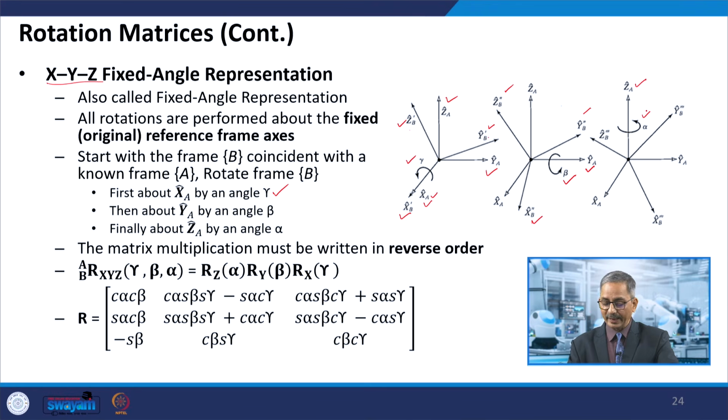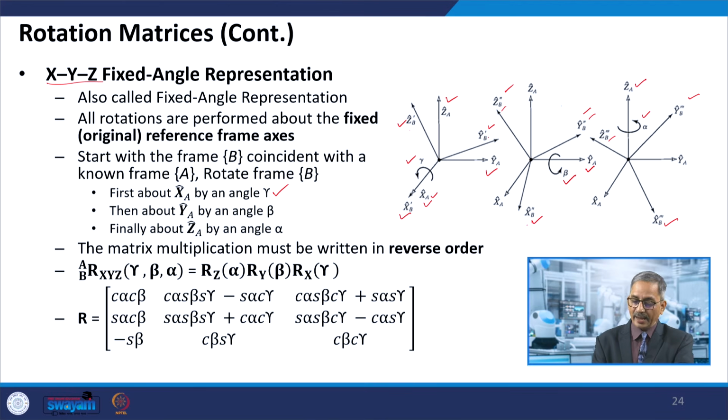So, my xb double dash which was here, that moves to xb triple dash here, and my yb double dash which was here, it moves to yb triple dash here, and my zb double dash here, it moves to zb triple dash here. Okay. So, I can multiply these three rotation matrices in order to get the combined rotation matrix.